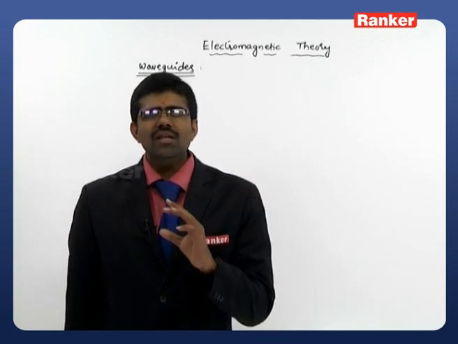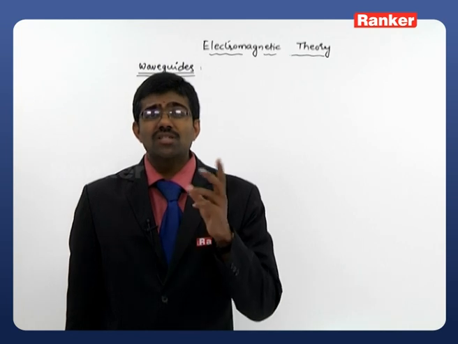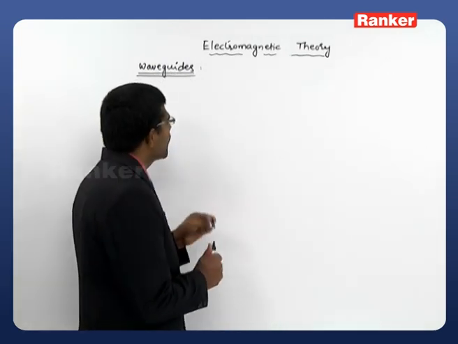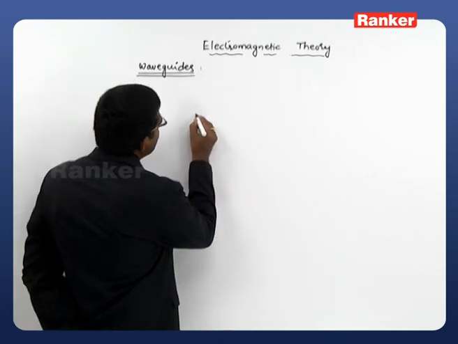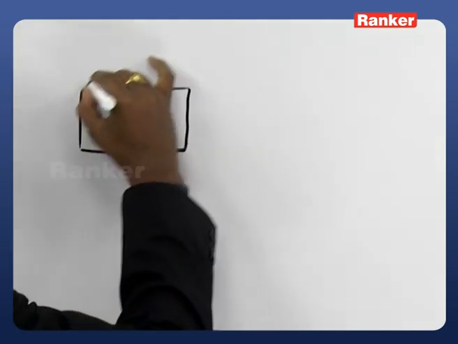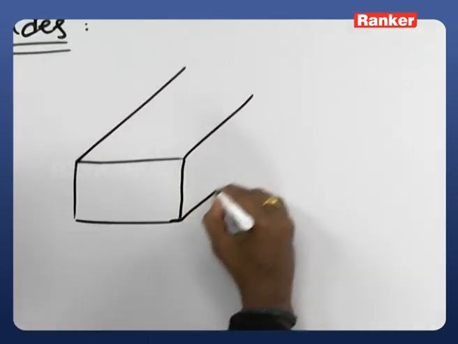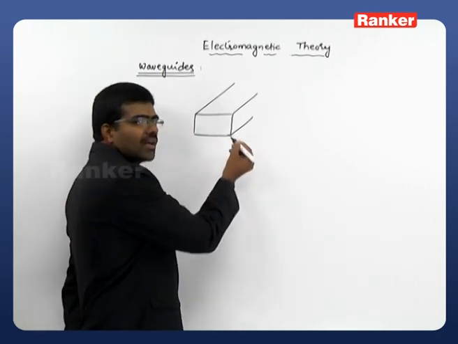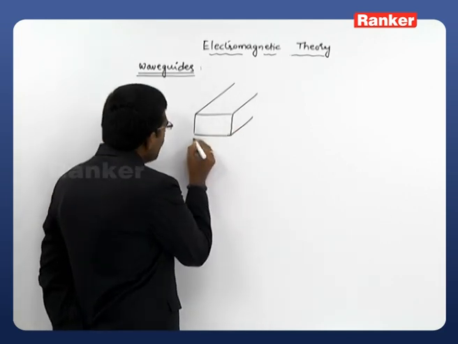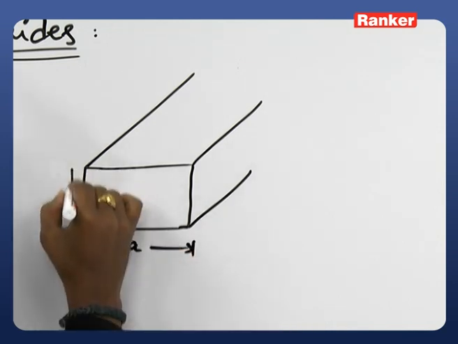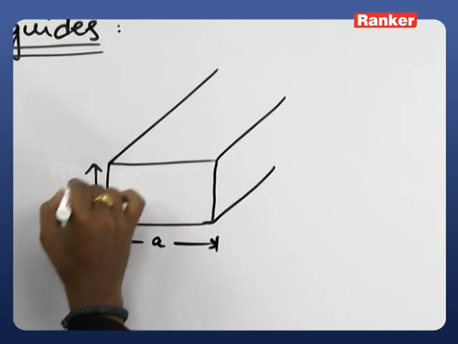Here we are supposed to observe the different shapes we have. Different shapes of waveguides, like a rectangular waveguide. This is a rectangular waveguide that I am drawing. You can imagine a rectangular tube. This rectangular tube is simply called a rectangular waveguide, and it has two dimensions, the breadth represented with A and the width represented with B.